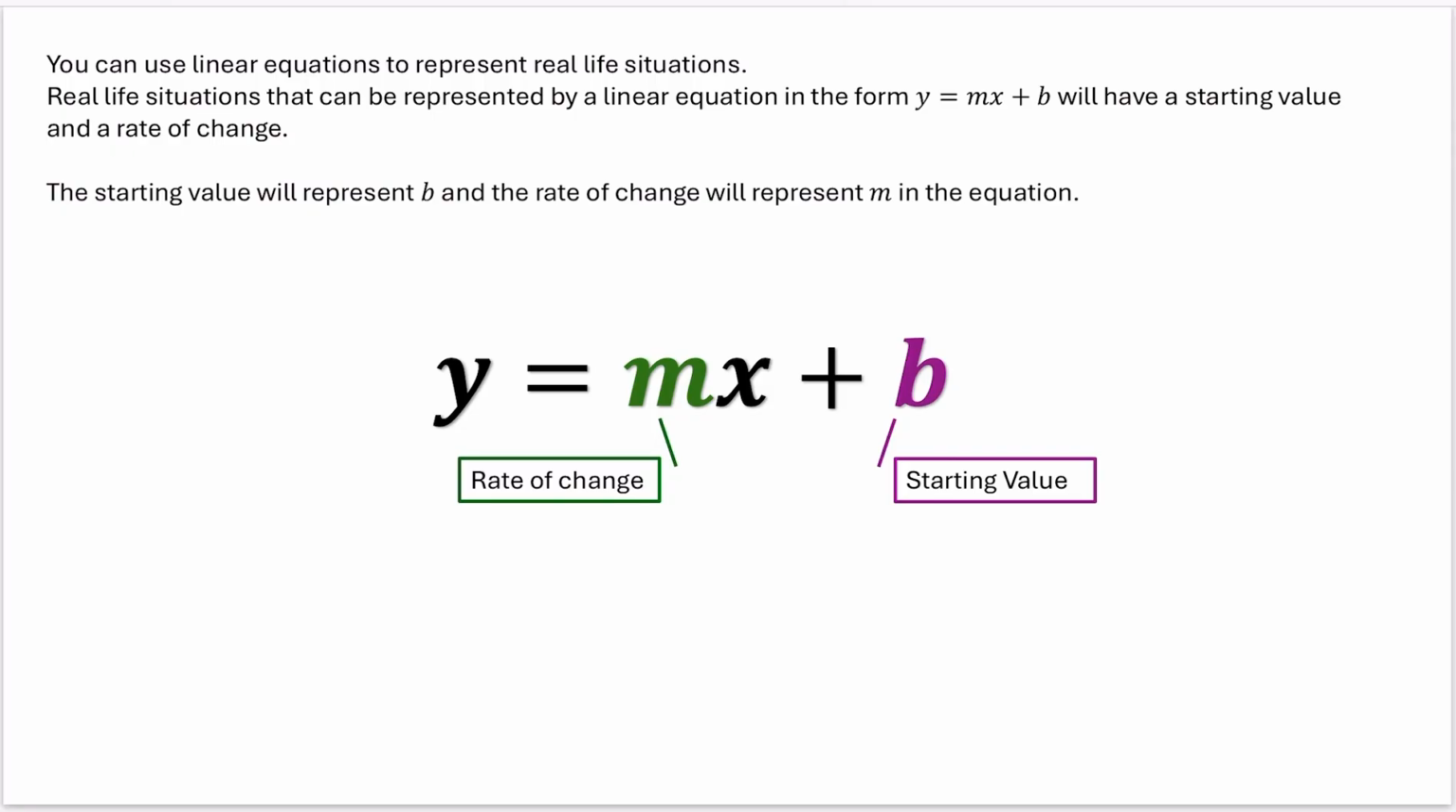to represent that situation. So the way you'll plug it into the equation is the starting value will represent b, which remember is the y-intercept of the equation, and the rate of change will represent m in the equation. Okay, so we just go ahead and plug it into y equals mx plus b. So let's look at an example.